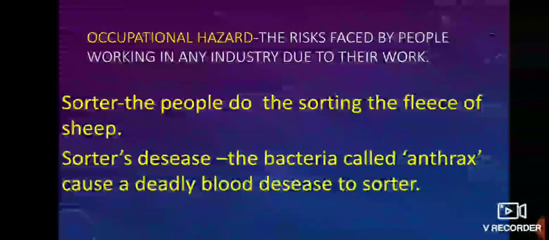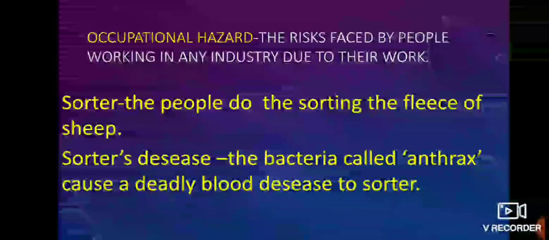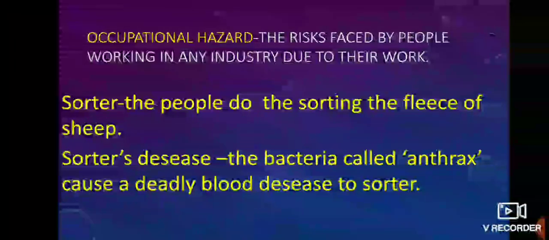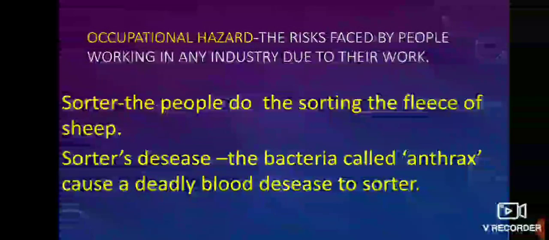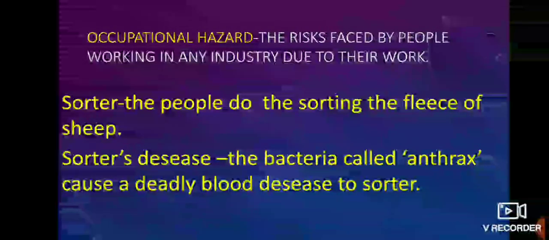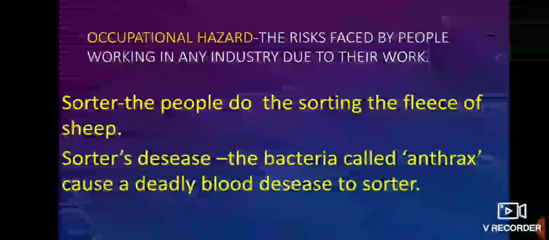Here you should know what is a sorter and sorter's disease. Sorters are the people who do the sorting of the fleece of sheep. And sorter's disease: persons who work in a woolen factory and do the sorting of fleece suffer from a disease. That disease is known as sorter's disease.